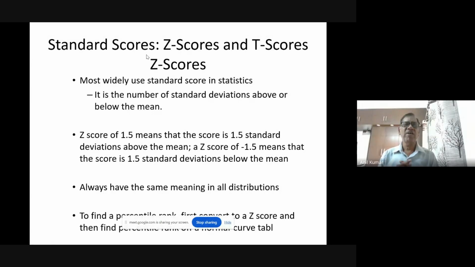Now coming to the standard scores, two important standard scores we would like to discuss. Z score, the most widely used standard score in statistics. And Z is the number of standard deviations.